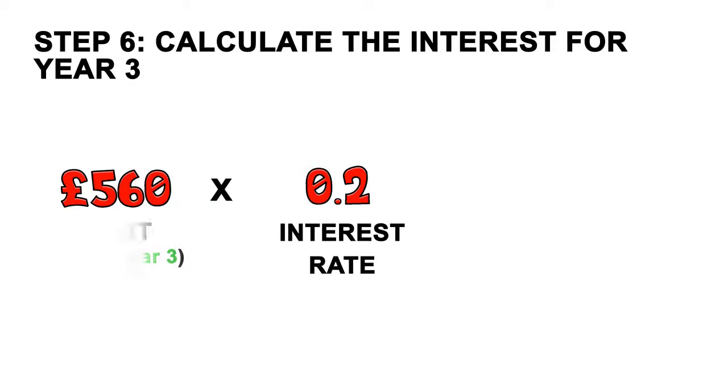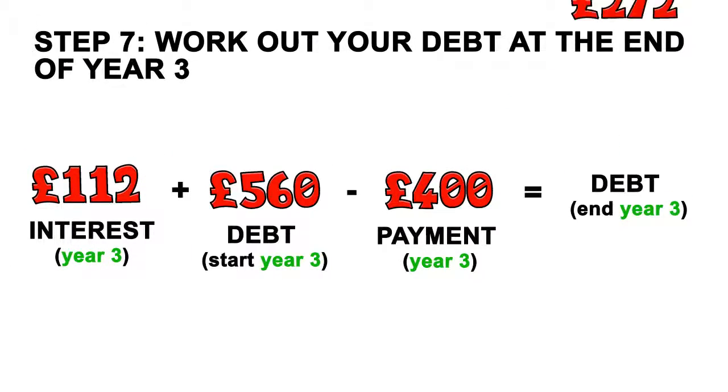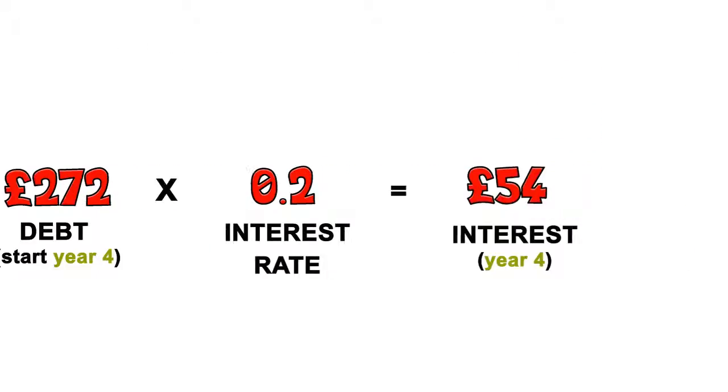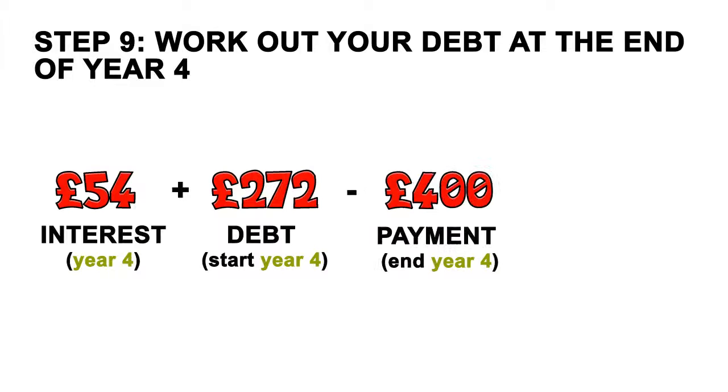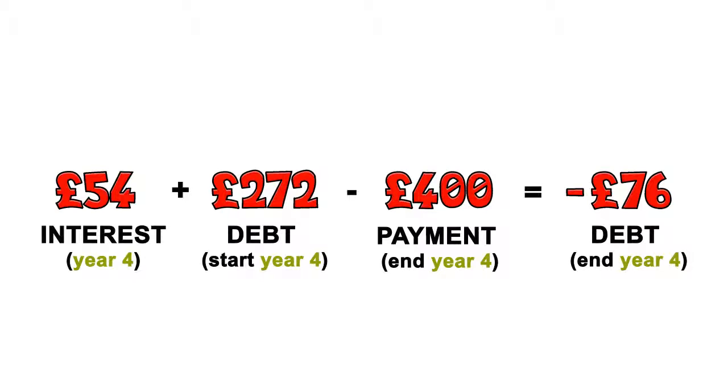If we keep repeating these steps year after year, you can see that less interest is added every year. So your debt becomes smaller and smaller, faster and faster, until you pay it off in year 4. In year 4, your debt at the end of the year, minus £76, is a negative number. This means that you've paid too much.